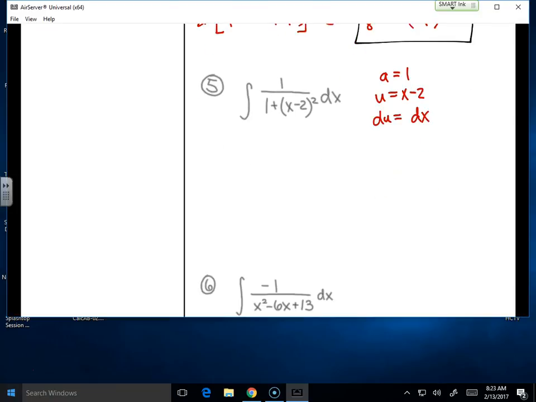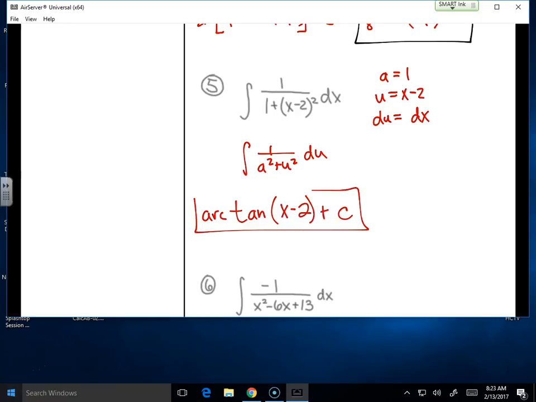Alright, cool kids. Let's see if you got it. Final answer, after plugging in, you get really quickly to 1 over a squared plus u squared, which is arctangent. Yet again, there is no crazy extra stuff for us to worry about, so we can go straight to 1 over 1 arctan of u over a, which is just x minus 2, plus c.